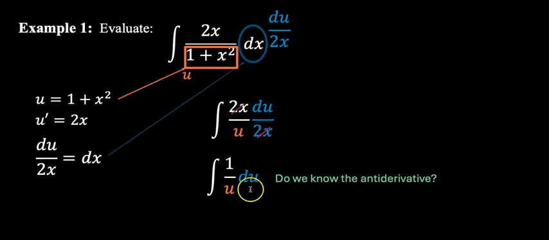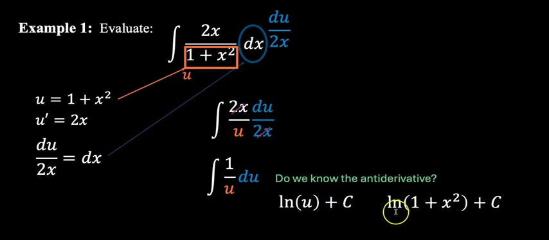The question is, do we know this antiderivative? And the answer is yes. It's ln of u. And then for the final step, we put the answer back in terms of x, so replace u with what it equals, which is 1 plus x squared. So we get ln of 1 plus x squared plus c is the antiderivative of this function. This was possible because we made a good choice for u.